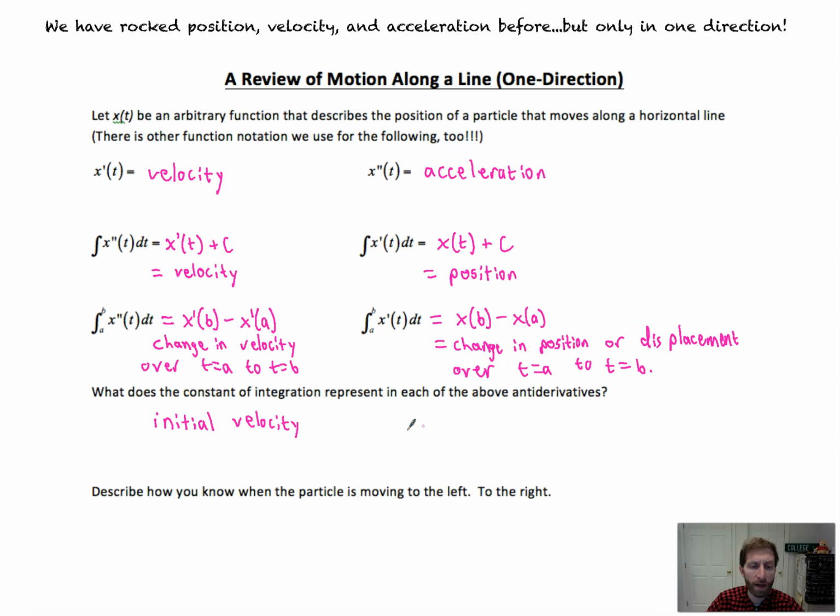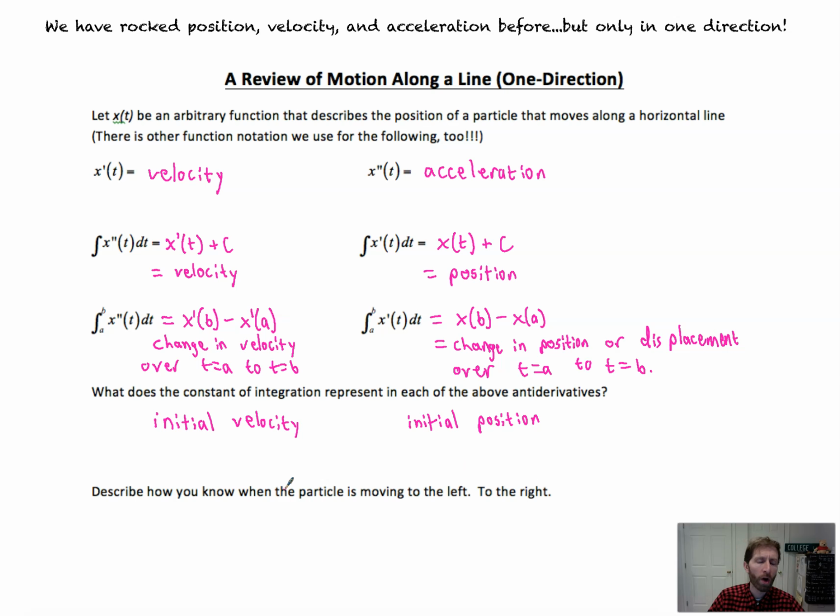Not always, but usually. And then the initial position, again, doesn't always represent that, but usually, right? So we're going to go with that. And that makes sense, though, on the graph, because at t equals 0, this is our y value for both of those. Describe how you know when the particle's moving to the left, moving to the right.